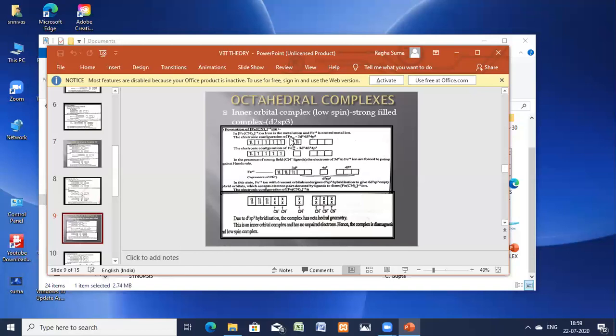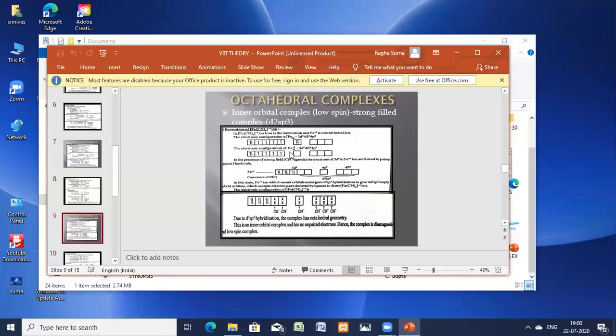Now, the configuration: the ground state configuration of the iron metal atom, not the ion. Atomic number 26, 3d6, 4s2, 4p0. I'm repeating, 3d6, 4s2, 4p0. You know how to write oxidation states. That is the ground state configuration of the metal atom. Now, for the ion, we'll see the configuration.